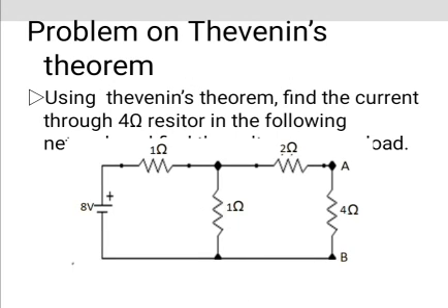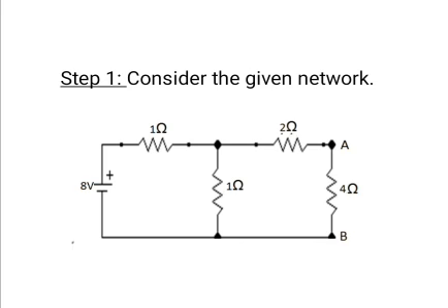Problem. Using Thevenin's theorem, find the current through the 4 ohm resistor in the following network, and the voltage across the load. So, this is the given network. Step 1, consider the given network. This is the given network.